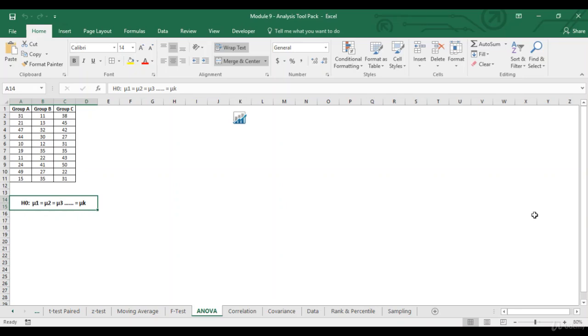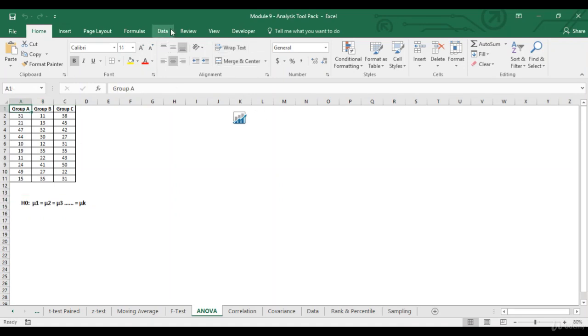Now the odd thing is that this is ANOVA, which stands for Analysis of Variance, and our null hypothesis is based on means. But why it is called ANOVA is because we are analyzing variance over here, and thus we will be inferring about the mean of the population. So let's see how this works.